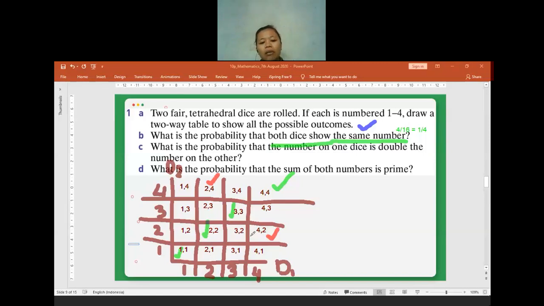Is there any other number that has a double of another number? No. Are you sure? Because I found one. 1, 2. Okay, 1, 2. Is there any other possibility? 2, 1. So how many are they in total? 1 per 4.